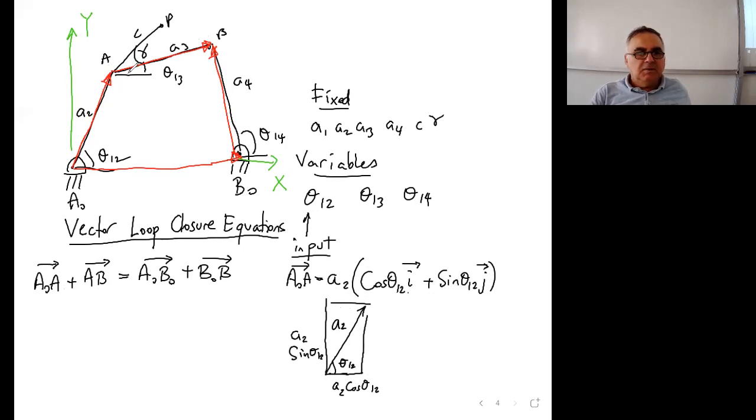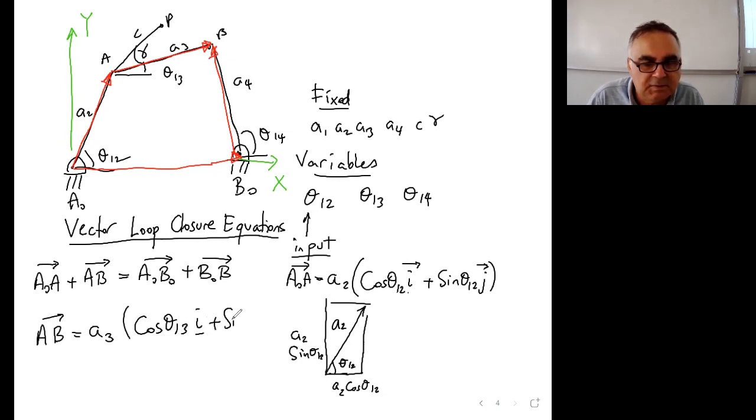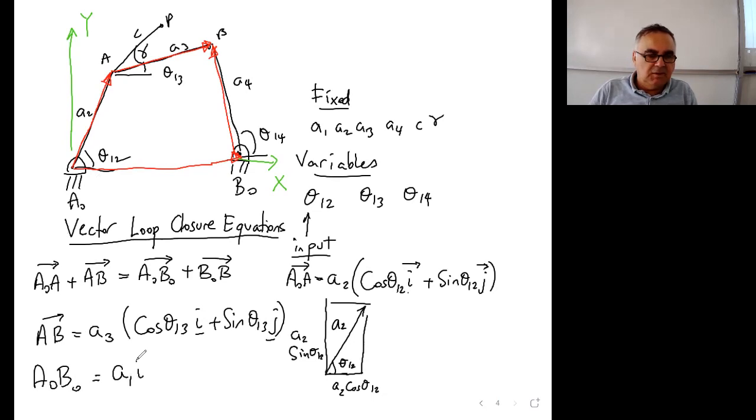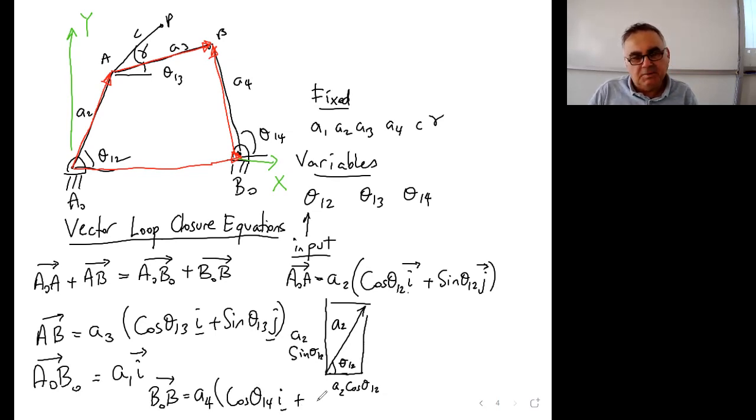Then we can write the AB vector. AB vector is this one. Oh, sorry, AB is not like that. AB is, for example, A3 times cosine theta 1,3 i plus sine theta 1,3 j. A0B0 is very simple. It is simply A1 i, right? And B0B as a vector is equal to A4 times cosine theta 1,4 i plus sine theta 1,4 j.